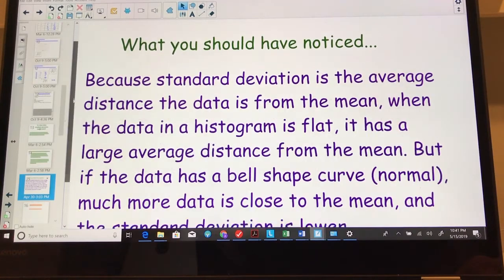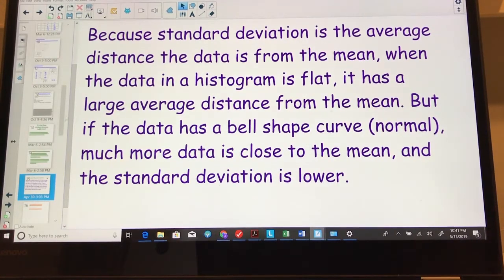What you should notice is that because standard deviation is the average distance the data is from the mean, when the data in a histogram or another graph is flat, it has a large average distance from the mean. But if the data has a bell-shaped curve or a normal curve, looks a little something like this, you've probably seen it before, much more of the data is closer to the mean in here, and then your standard deviation is lower. And we'll do much more with that in our next video.